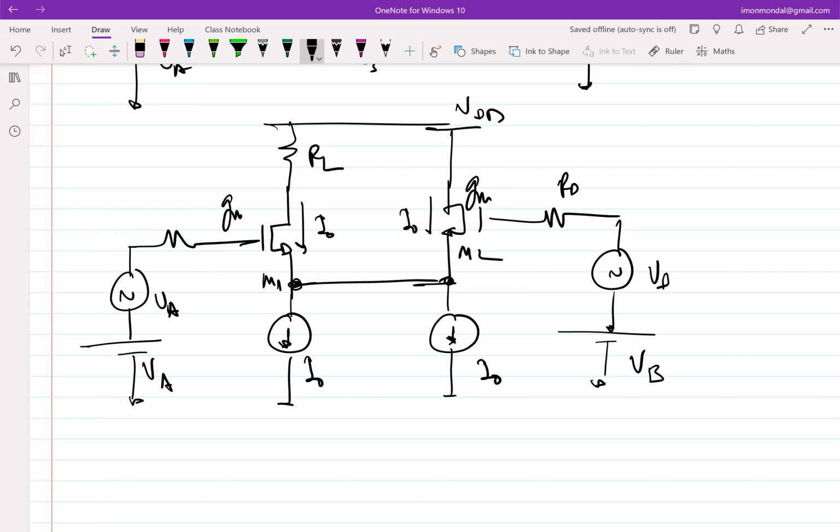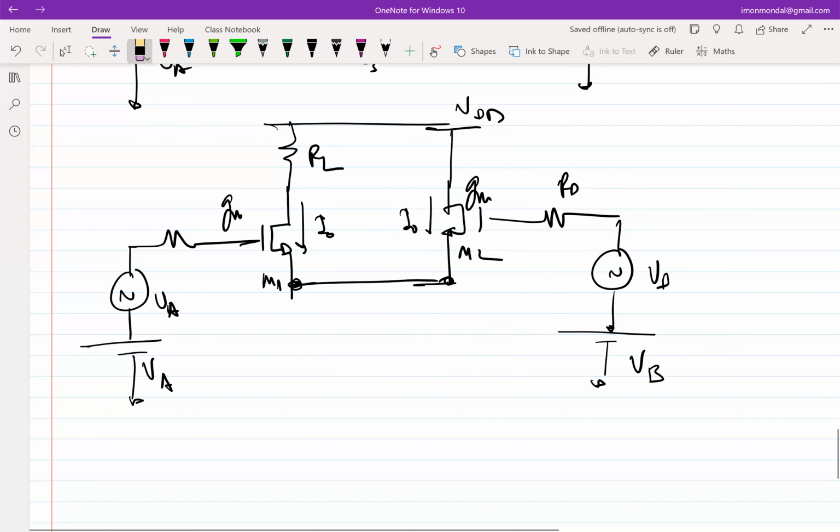So I can simply connect them, right? If I simply connect them, these two current sources come in parallel. So why use two current sources? I can use a single current source of value 2I0. Okay, so this is the structure of a classical differential amplifier.